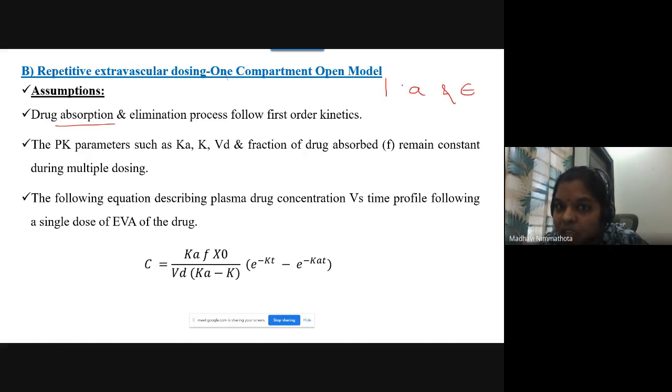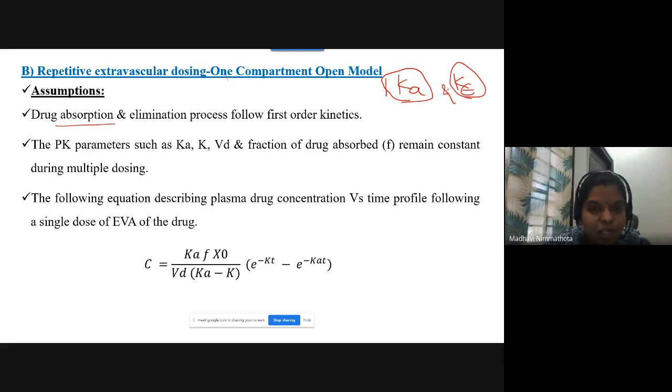So that's why here you will get two types of constants. One is Ka and the other one is Ke. Ka is nothing but your absorption rate constant. Ke is nothing but the elimination rate constant. Here we are taking oral dosing into consideration. Oral means the drug is going to be absorbed and then it will get eliminated out. So we need to calculate two rate constants.